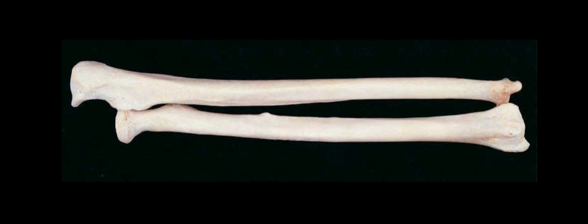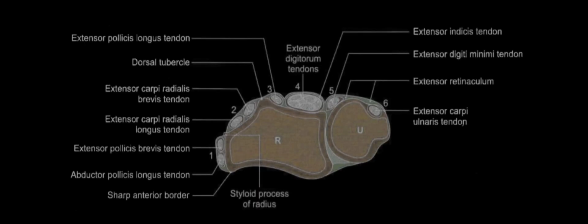Next, you can see a tendon related to the head of ulna, that is the extensor carpi ulnaris tendon. That's all about the gross features and attachments.